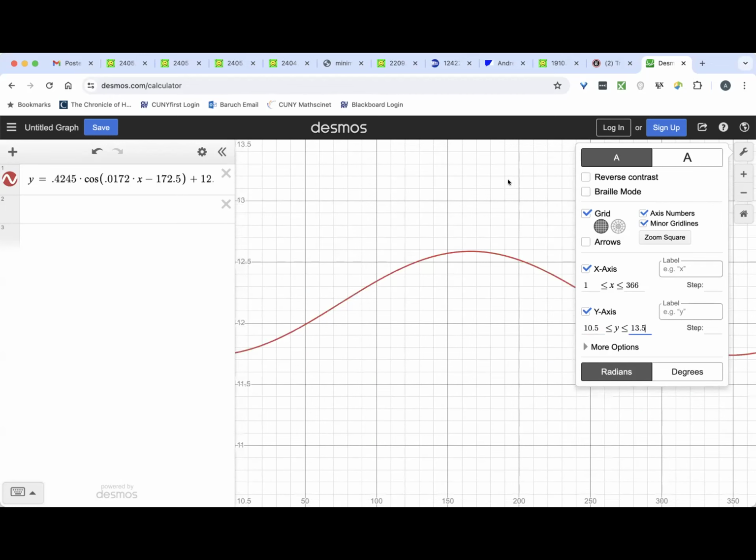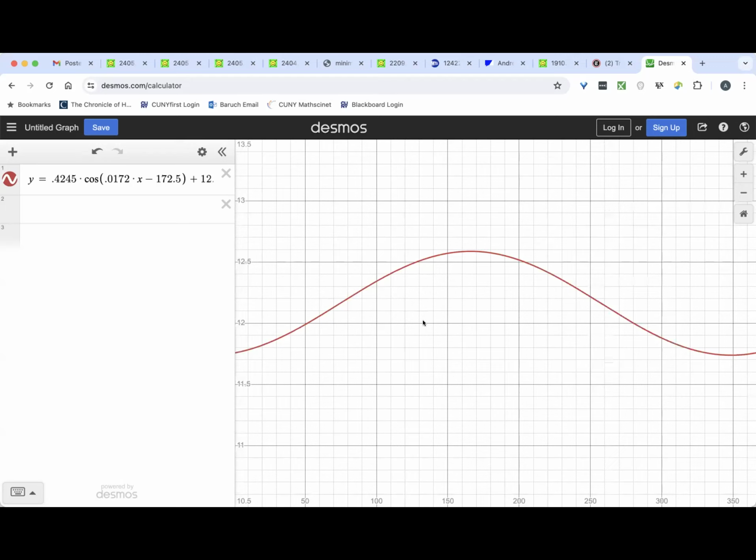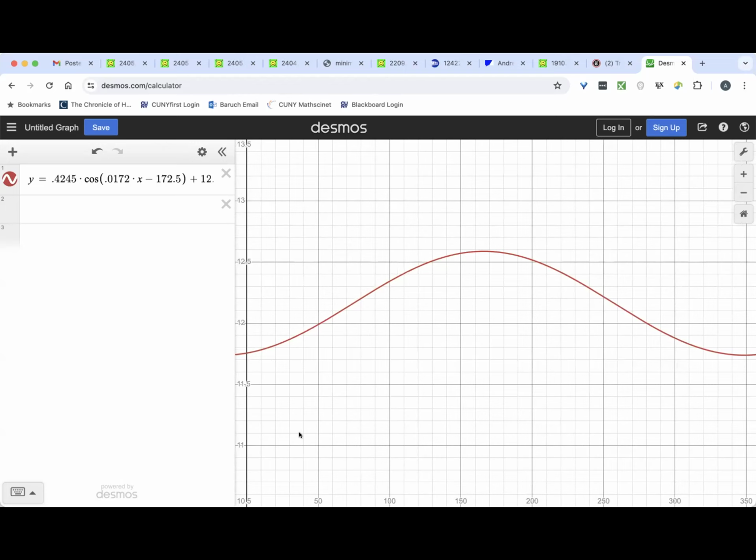Now that I do this as my options, we actually see the graph, and it looks like a cosine curve, in a way that actually makes sense. So if we think about the days over here, we are starting from day 0. This is January 1st.